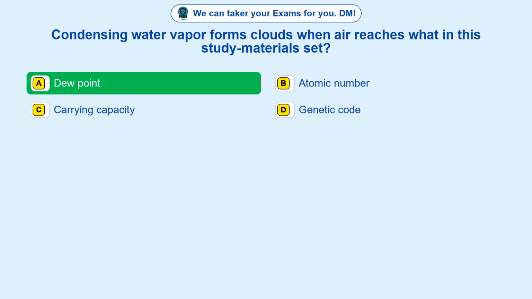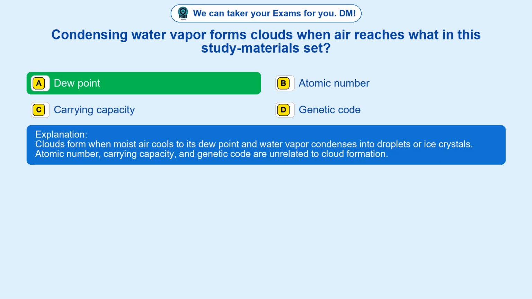Dew point. Clouds form when moist air cools to its dew point and water vapor condenses into droplets or ice crystals. Atomic number, carrying capacity, and genetic code are unrelated to cloud formation.